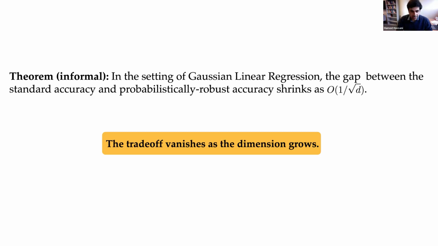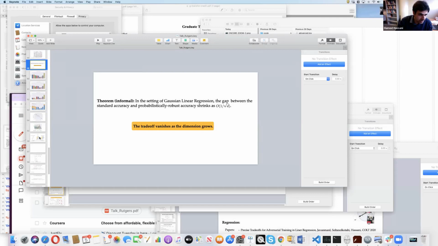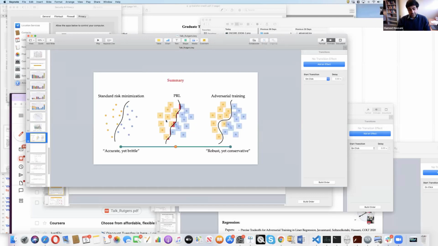Okay, let me stop here. Let me go to the summary slide. For the second part, we define a new notion of robustness, which is a probabilistic version of robustness. And we showed that the trade-offs that existed before do not really hold in this case as the dimension of the model grows. Okay, thank you.